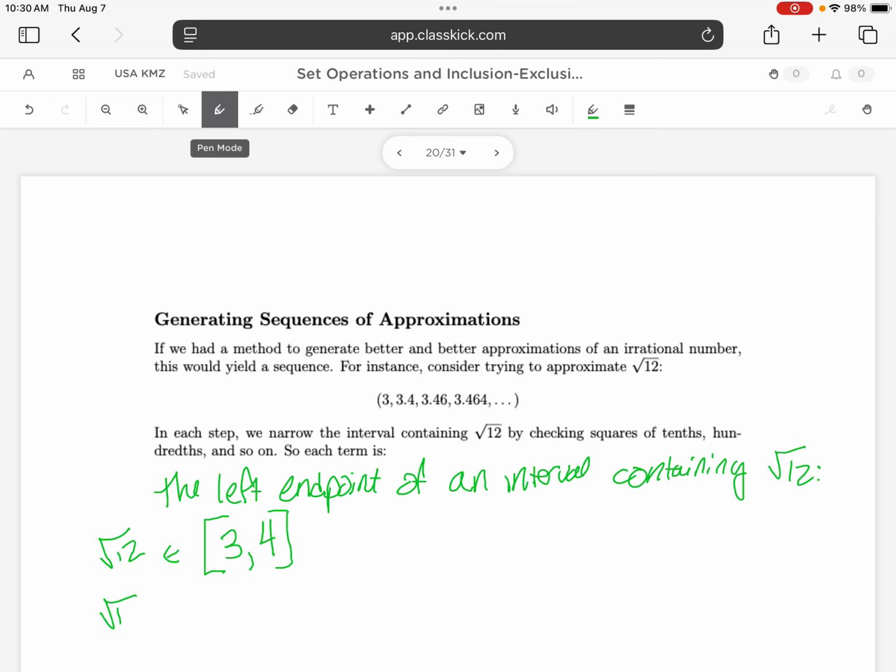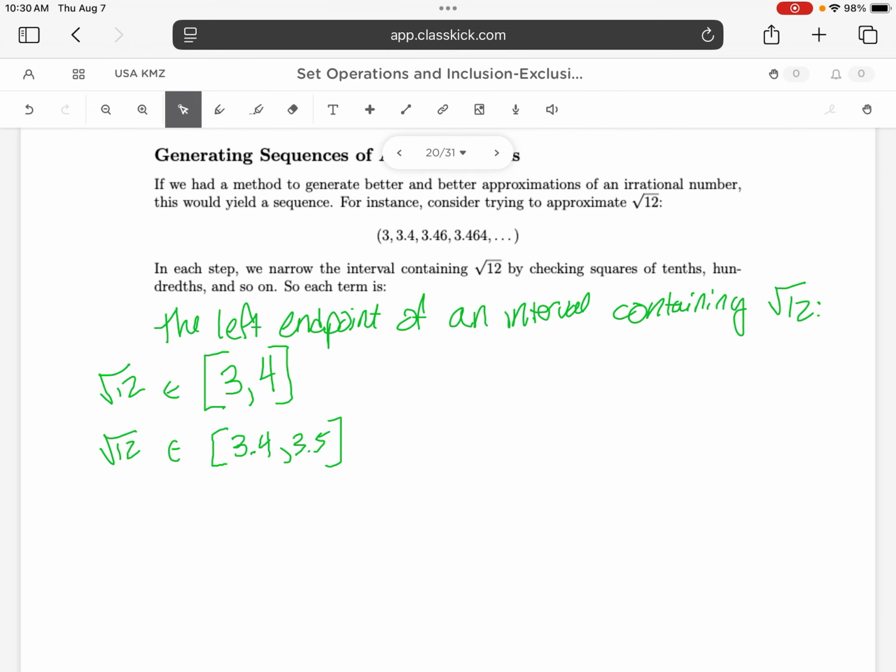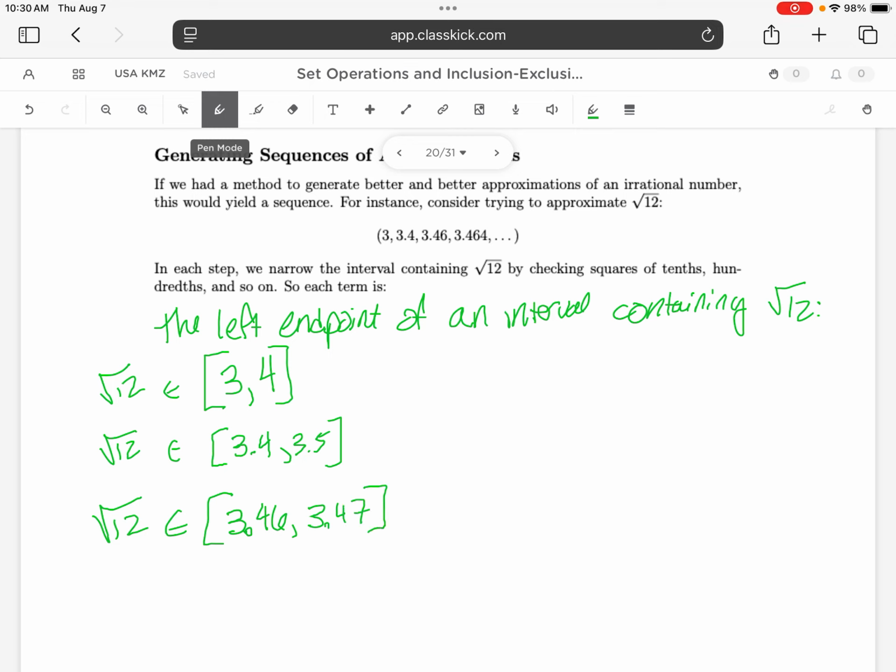Then we narrow it down and say, actually, the square root of 12 is in the interval between 3.4 and 3.5. So the next left endpoint is the next element in our sequence. Then we can narrow it down even further and say the square root of 12 is in the interval between 3.46 and 3.47. Right? And each time, really what we're doing is checking that 3.46 squared is less than 12, but 3.47 squared is greater than 12. Right? And similarly for the steps before, and similarly for the steps after.